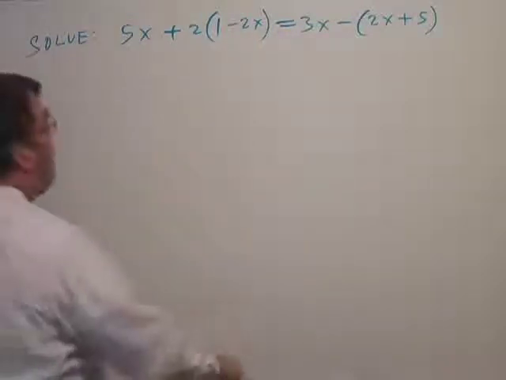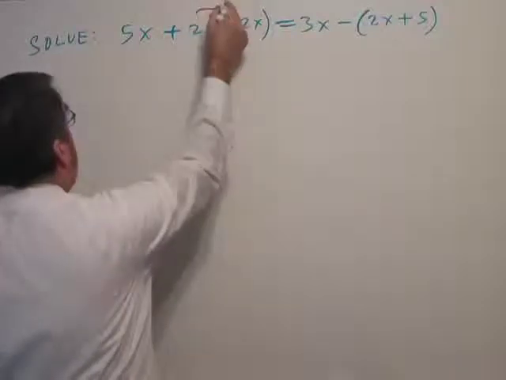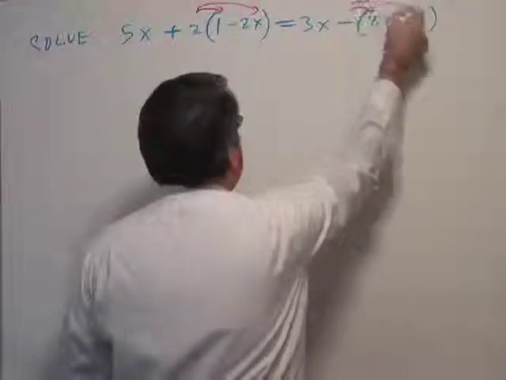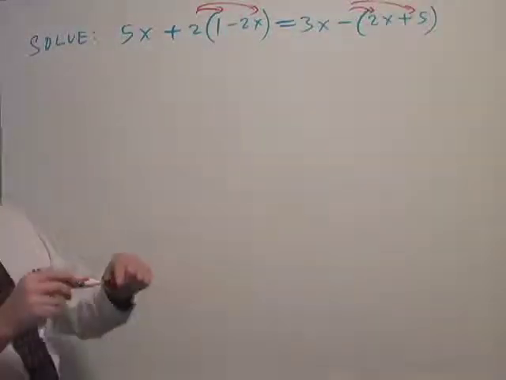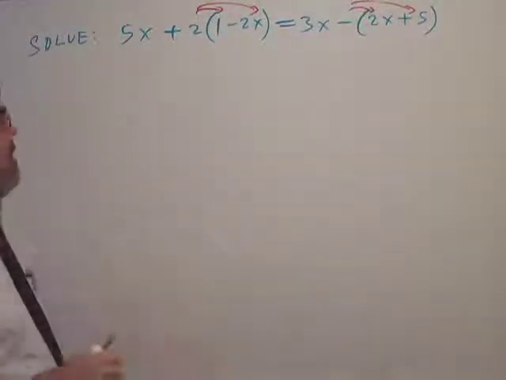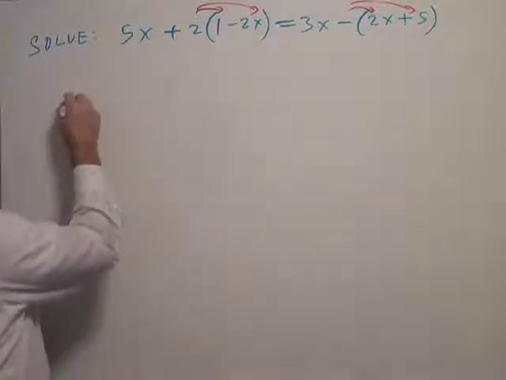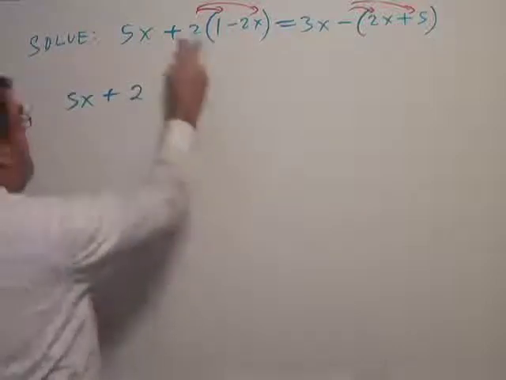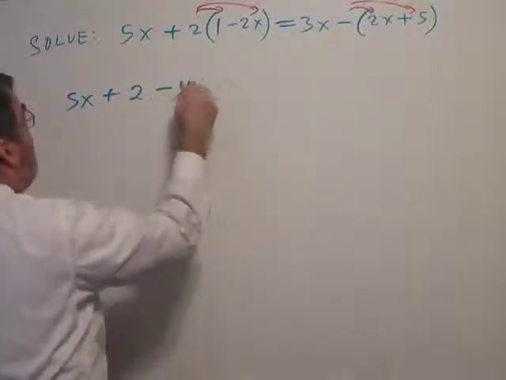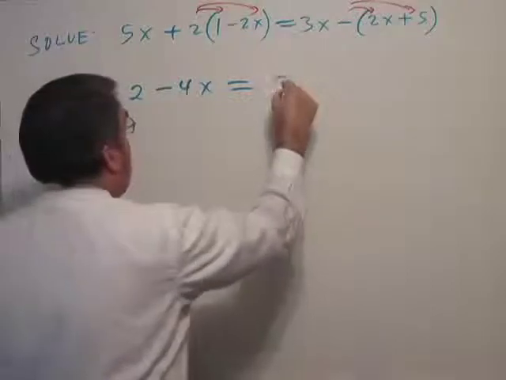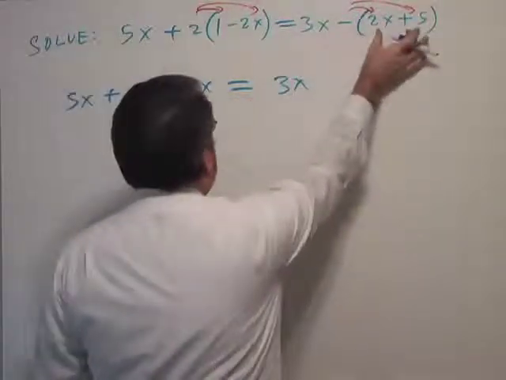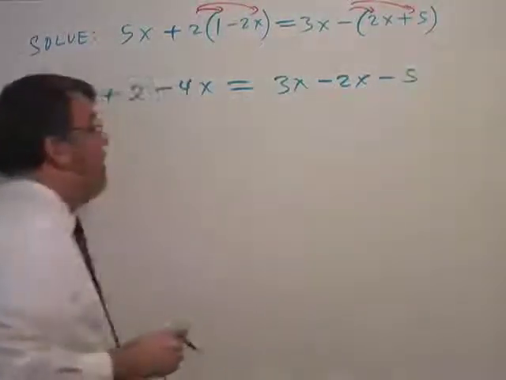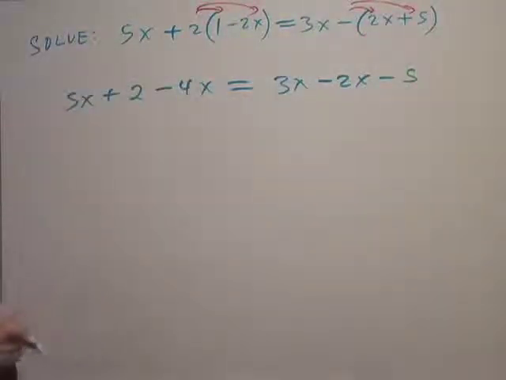I'm going to first remove the parentheses by distributing. And over here we're distributing the negative sign. It's like distributing -1 times everything inside there. So I end up with 5x + 2 times 1, 2, 2 times -2x is -4x, equals 3x, and here the negative is going to change these signs, -2x - 5. Alright, so far so good.